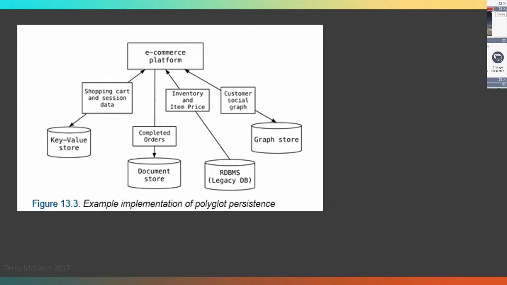Where we've got inventory and price data, transactional data, perfect. That's our relational database system. That's why it was made. Going on further to the right, we have our customer social graph data. Now, again, that could go in a relational system, but it could be much better suited in a database system that's essentially designed to support that data.